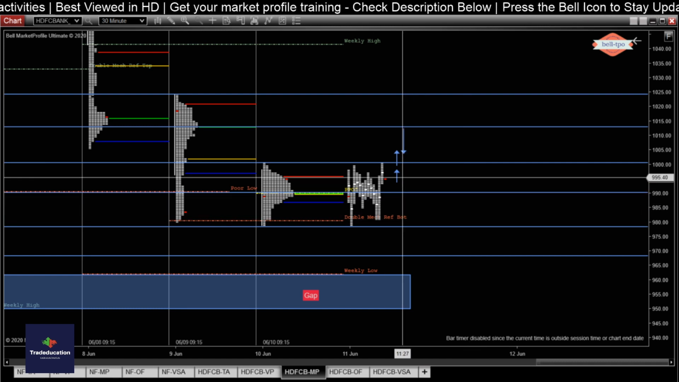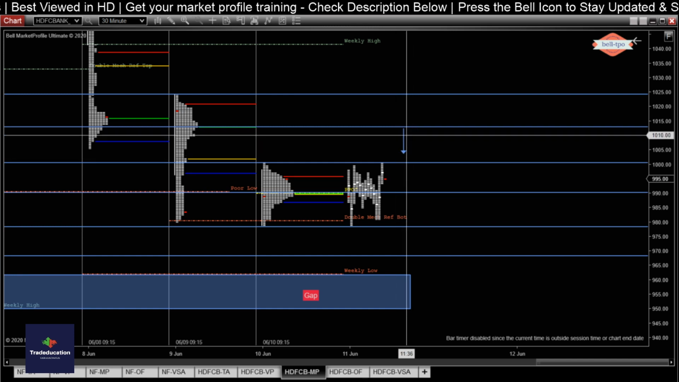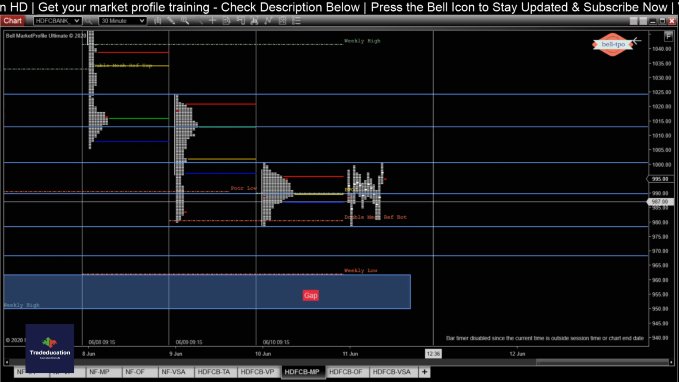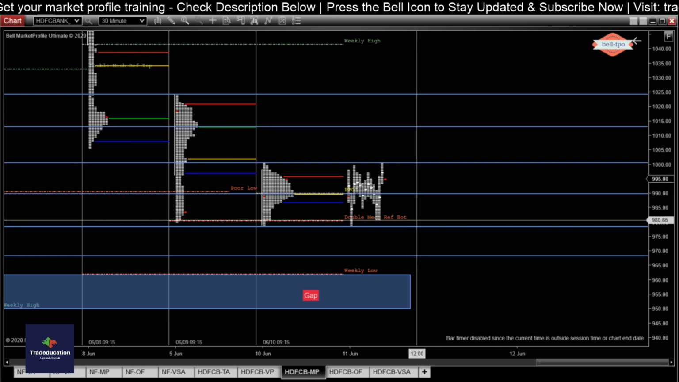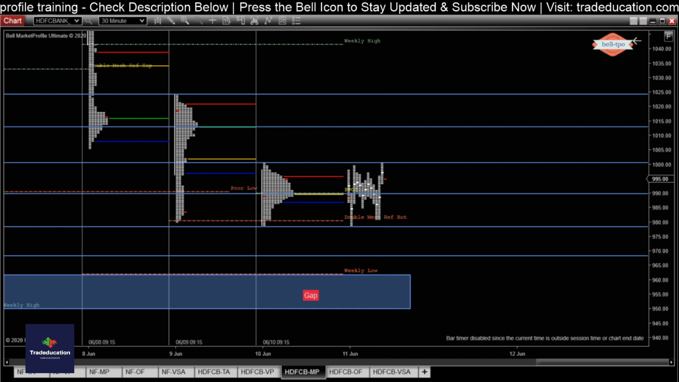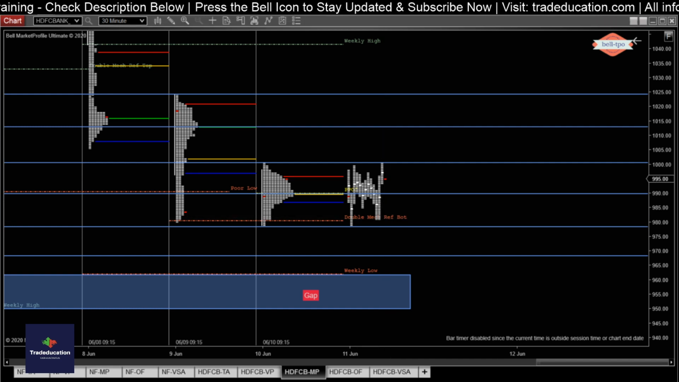Okay, so let me delete all this. So this is the point of control level, the reference level. We have the structured low, and we also have poor lows. So now let me quickly jump and log into my trading terminal.